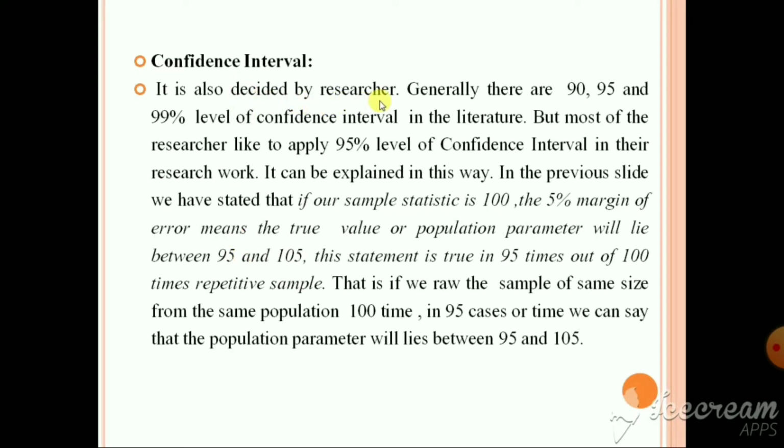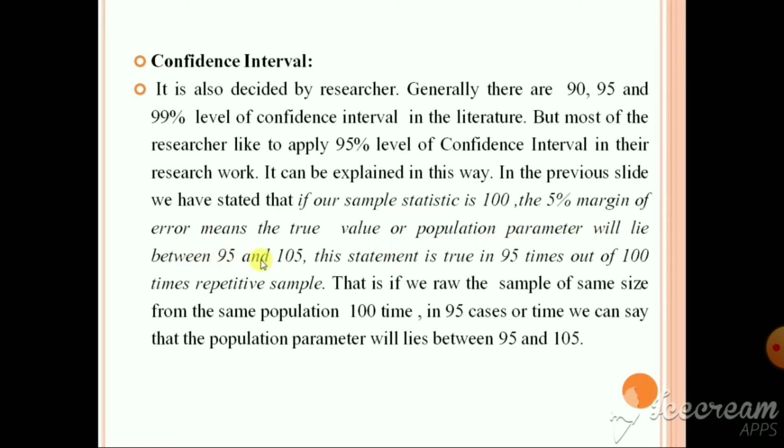Now, what is confidence interval? It is also decided by the researcher. Generally, there are 90%, 95% and 99% levels of confidence interval in the literature. But most of the researchers like to apply 95% level of confidence interval in their research work. It can be explained in this way. In our previous slide, we stated that if our sample statistic is 100, 5% margin of error means the true value of the population parameter will lie between 95 and 105.